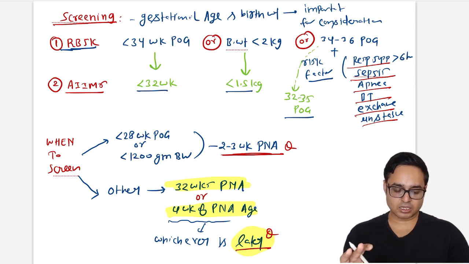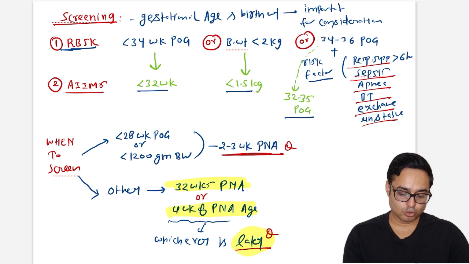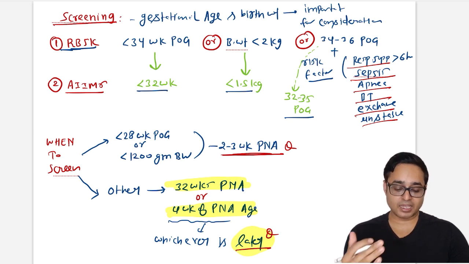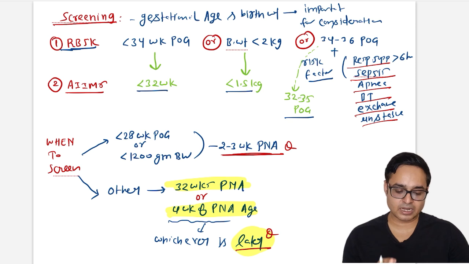I am correcting this: it is 32 weeks of post menstrual age and 4 weeks of postnatal age, whichever is later. You have to screen that child in this time frame. So these are screening guidelines. This slide is very important and has the potential for many questions.